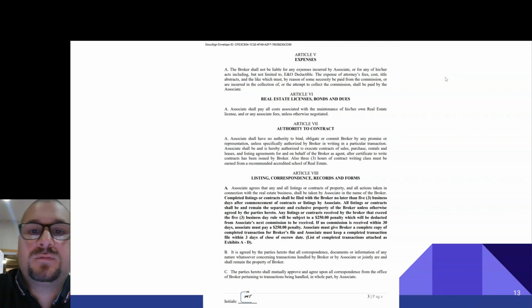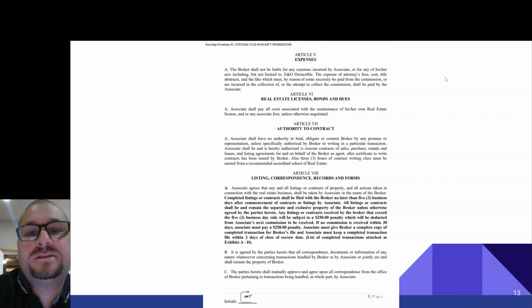Article 6. Real estate licenses, bonds, and dues. Associate shall pay all costs associated with the maintenance of his or her own real estate license and or any associate fees unless otherwise negotiated. So who pays for the realtor's fees? The realtor. Who pays for any maintenance of the fee? The realtor, right? Broker's not going to help you out with any of that.